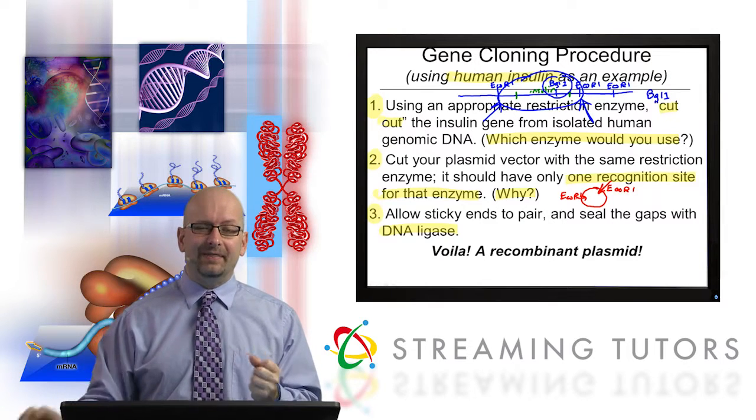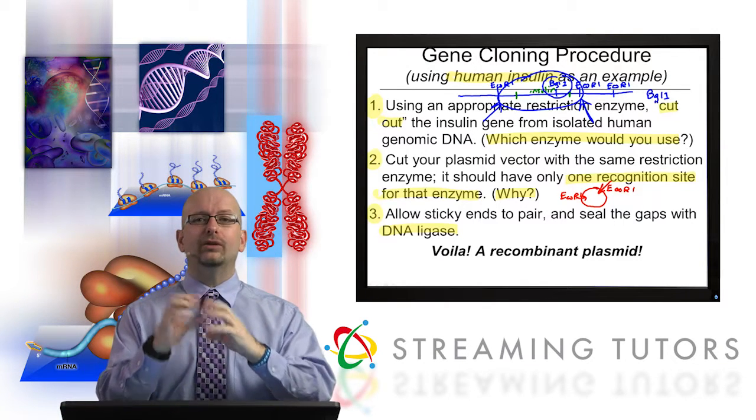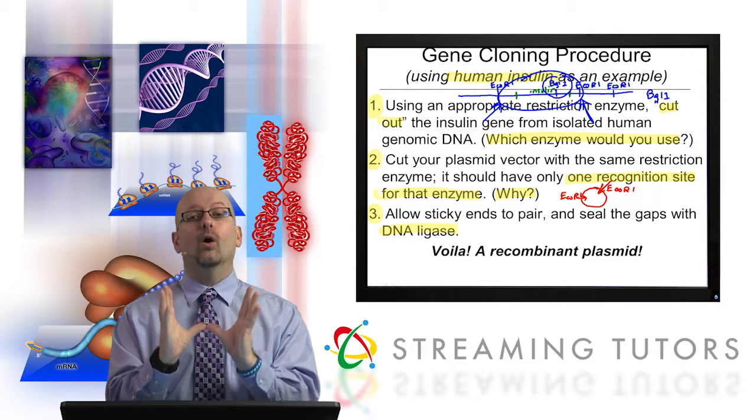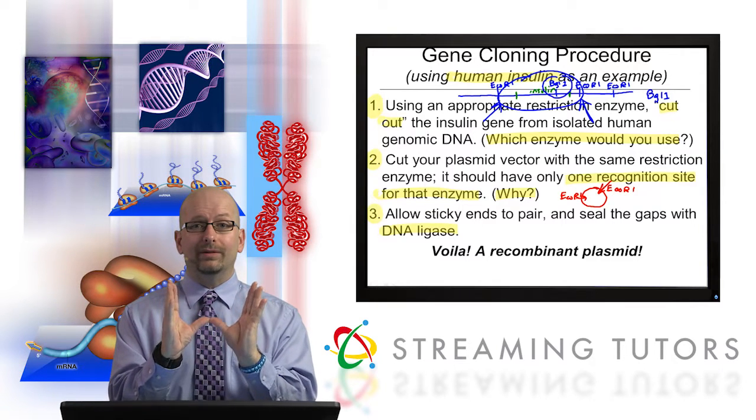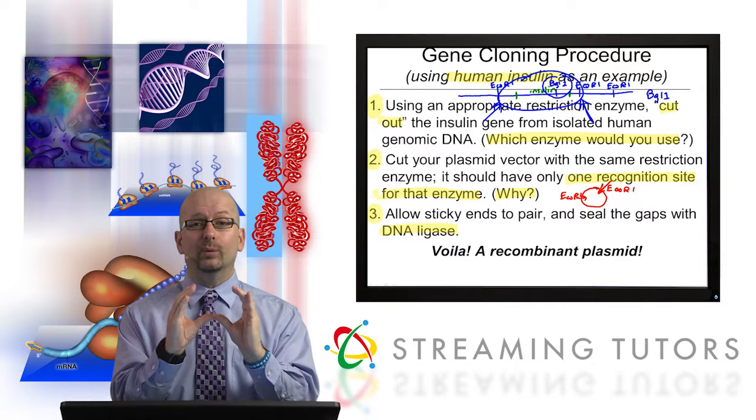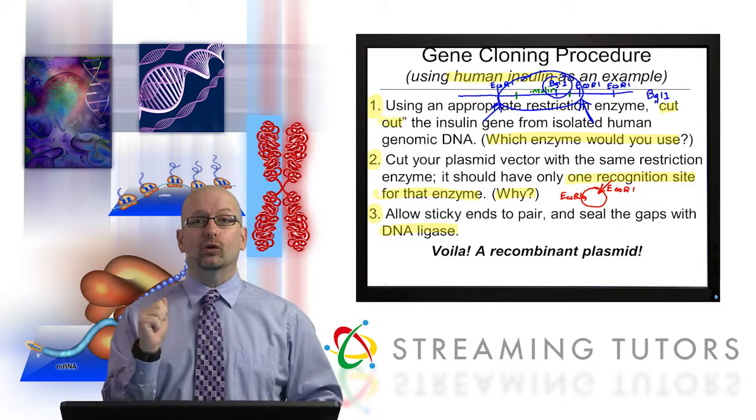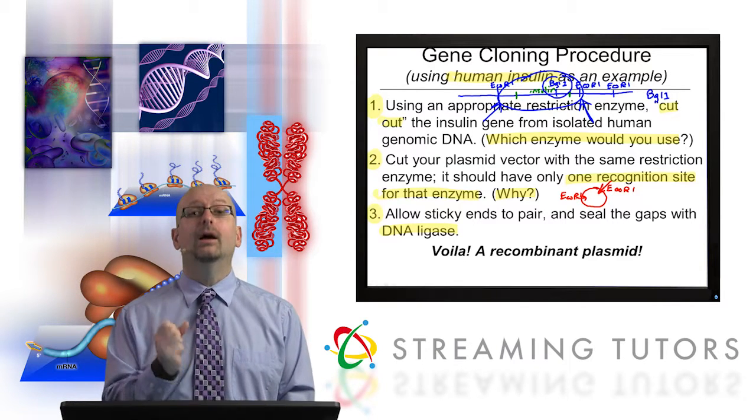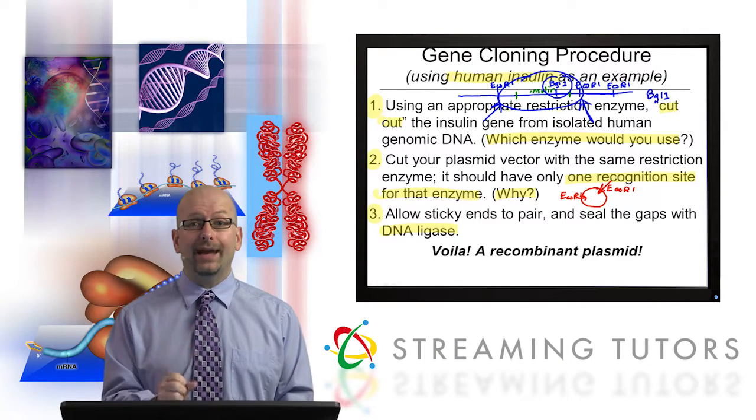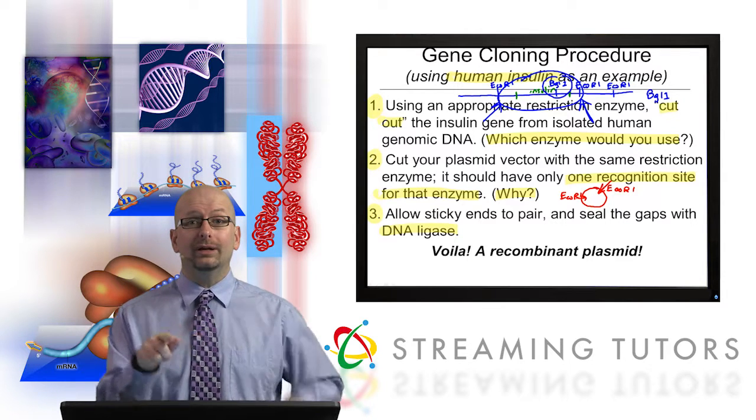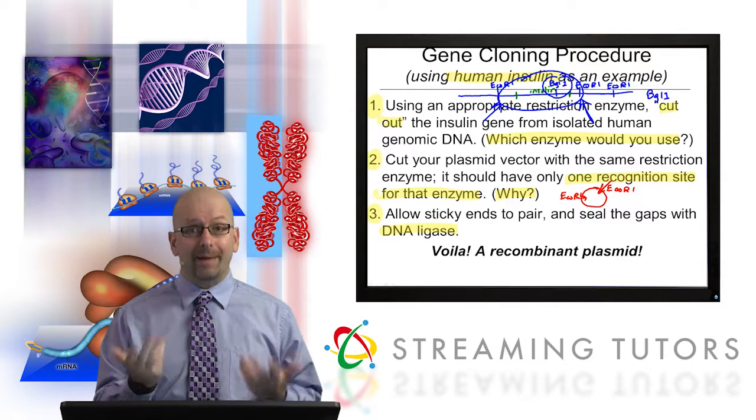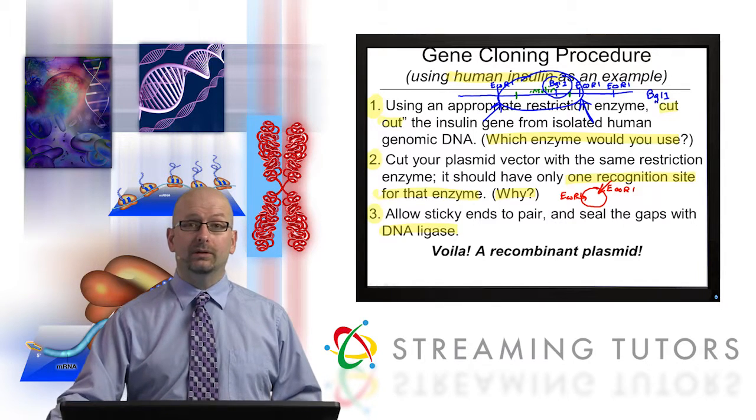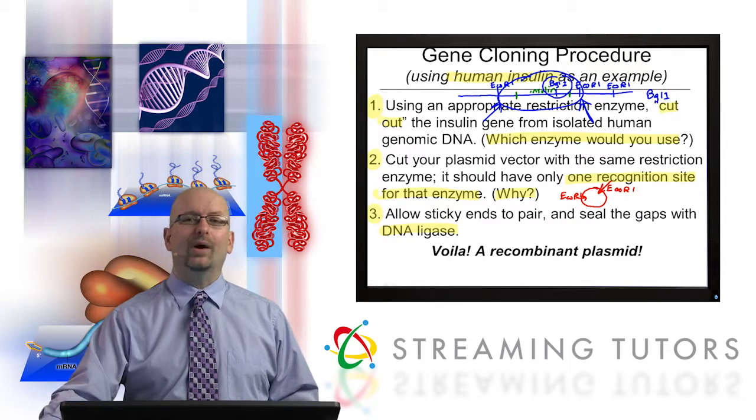So I'm hoping you've gotten the idea, but we have our gene of interest. Think of it as a line, right? We have our cloning vector. We're going to open up the vector, put in the gene of interest, and seal the gap so that we now have an unnatural recombinant DNA molecule. It is still a plasmid technically, but it's a plasmid that now contains the human insulin gene along with, in this case, bacterial sequences. So you can see why it's a recombinant DNA, right? Voila.